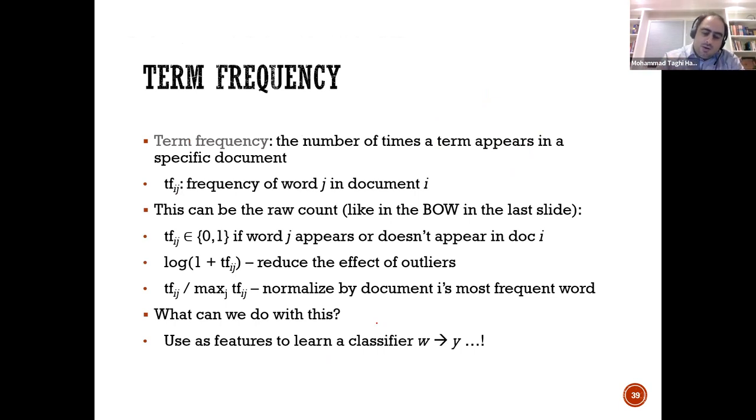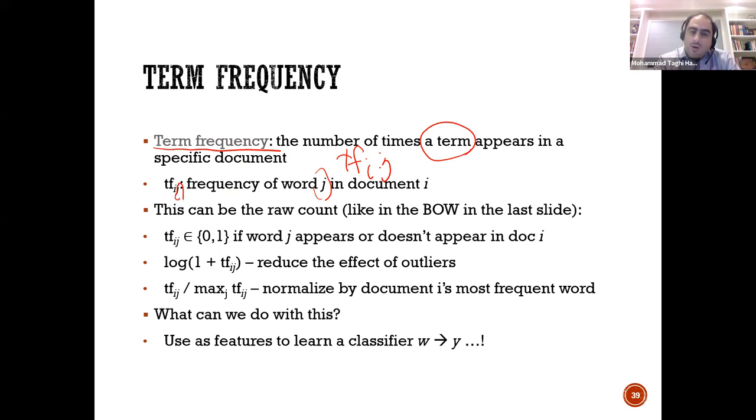Let's define some terms. This is actually called term frequency. What is term frequency? It means the number of times a particular term appears in a specific document. So more formally, TF_ij is the frequency of word j in document i. So it means that in document i, how many times does word j appear?